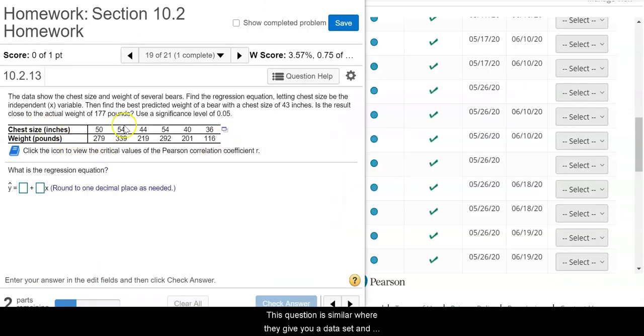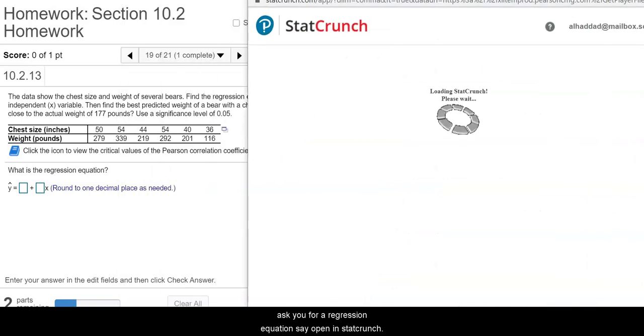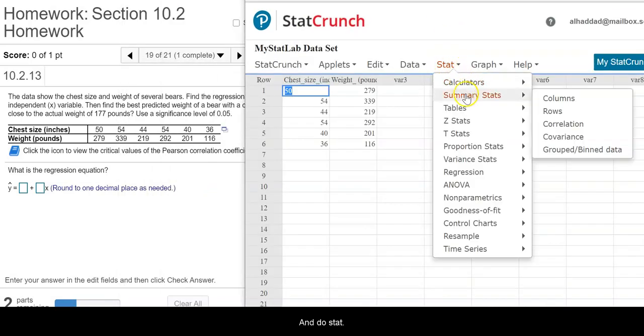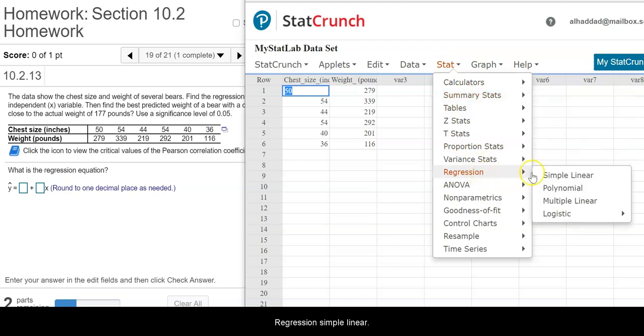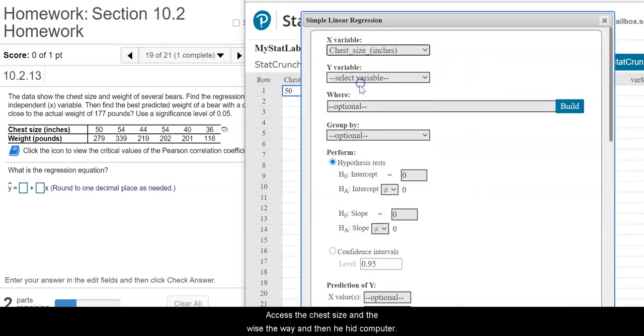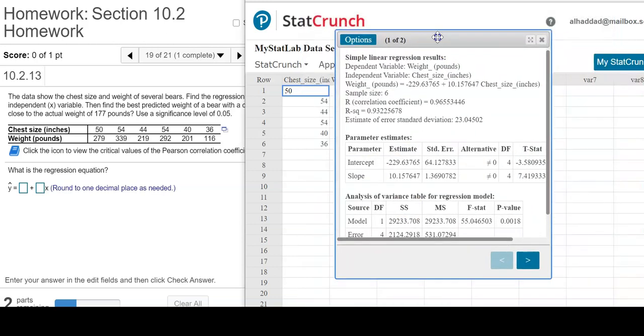This question is similar, where they give you a data set and ask you for a regression equation. So you open it in StatCrunch and do stat, regression simple linear. The X is the chest size and the Y is the weight. And then you hit compute.